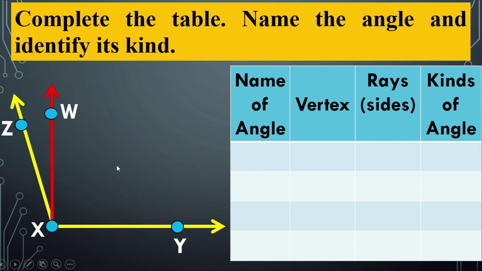Okay, since wala tayong number letter dyan, hindi mo pwedeng gamitin yon. Since tatlo yung angles mo, hindi mo pwedeng gamitin yung vertex. So, ang pwede mo lang gamitin dito sa pag-name ng angle ay yung 3 points. And then, identify the vertex, its rays, and its kind. I'm giving you 5 minutes to complete your exercises.